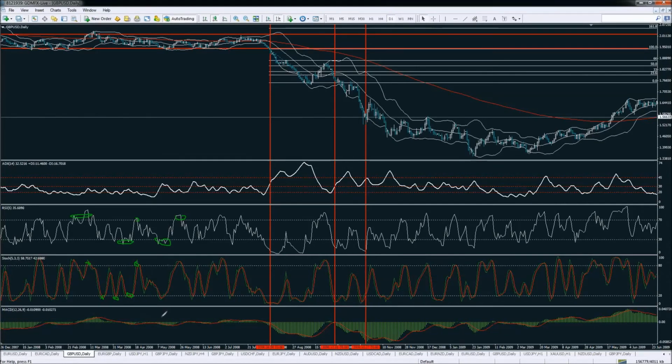Unlike, of course, the MACD, which just goes around the zero line. You see how flat it is throughout the whole sideways movement. Crossing back and forth, up and down, it's useless to use the MACD in these conditions.